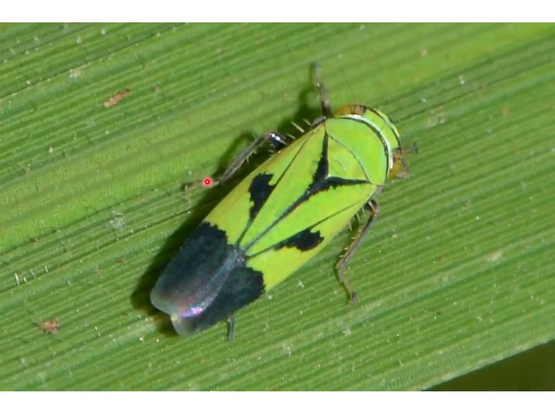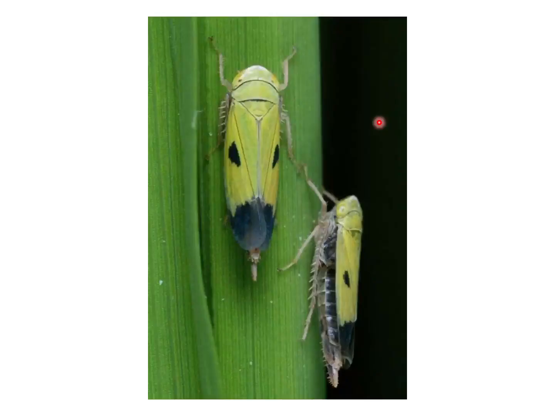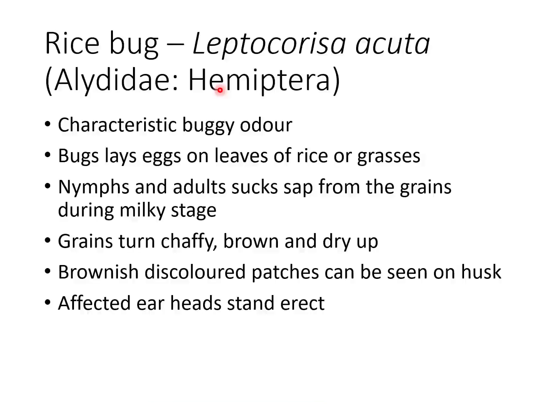This is another picture. This is Nephotettix nigropictus. You can see the black line. This is virescens. You can't see the black lines between the compound eyes.